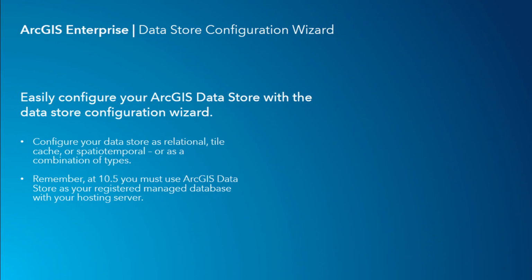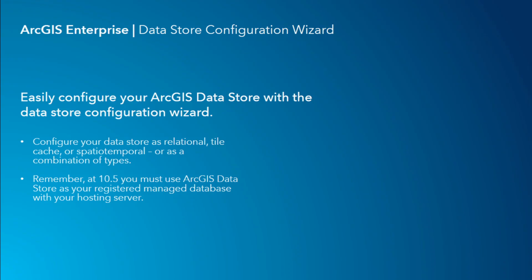So new at 10.5, we've created a data store configuration wizard. Within ArcGIS Enterprise, you have 3 data store types. You have the relational data store, which is really what you can think of as your classic database type. You have tile cache, which though the name might make you think of raster caches, don't. It's for 3D data. Lastly, we have the spatiotemporal data store to store your big data. And so GeoEvent and GeoAnalytics Server can both utilize the spatiotemporal data store.